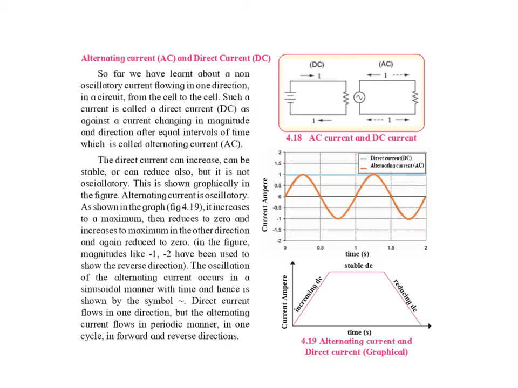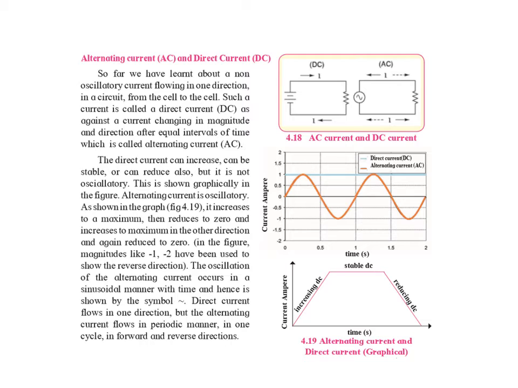So look at the diagram. It shows very clearly in the graph that alternating current is oscillatory, whereas direct current can be at maximum, reduced to zero, or constant. The oscillation of the alternating current occurs in a sinusoidal manner with time, and hence it is shown with a symbol like a curve, or a line like a sideways S. Direct current flows in one direction, but the alternating current flows in a periodic manner.